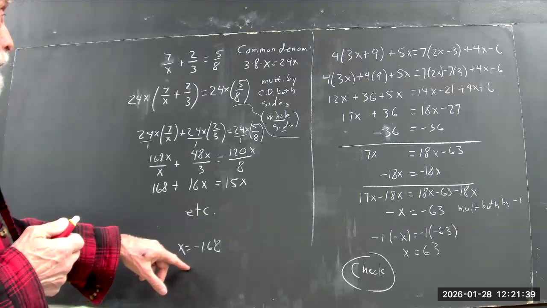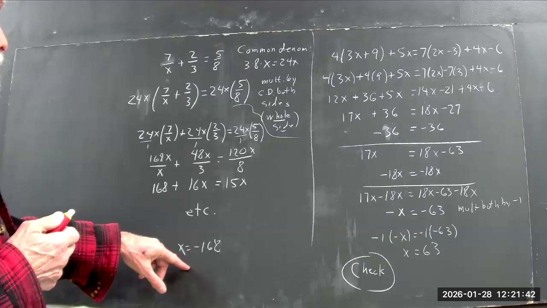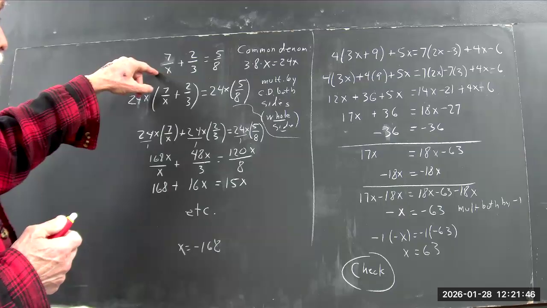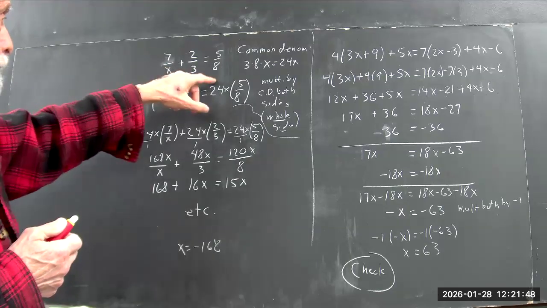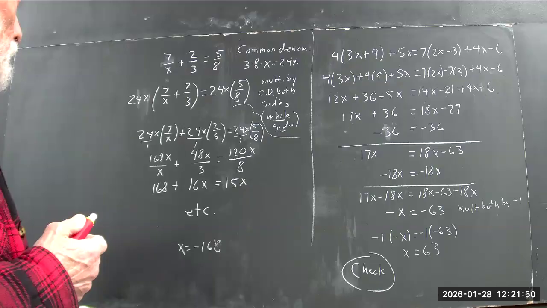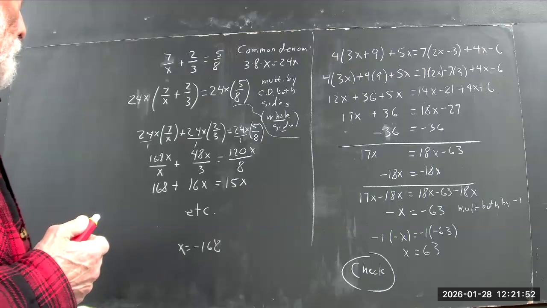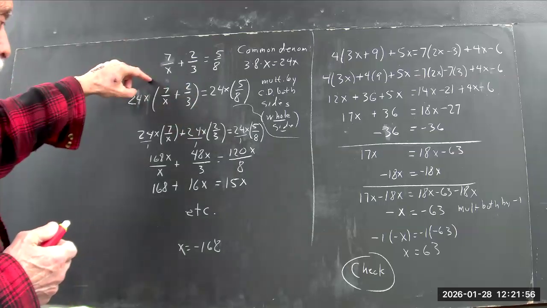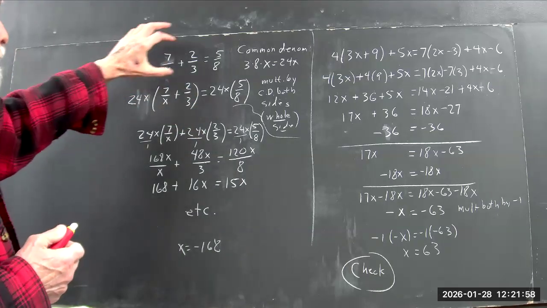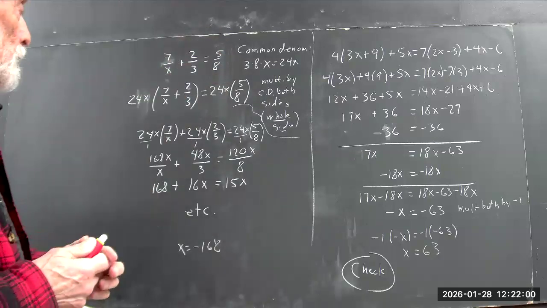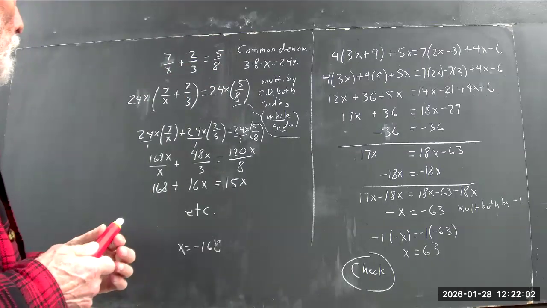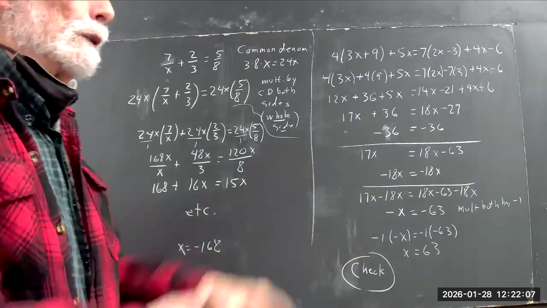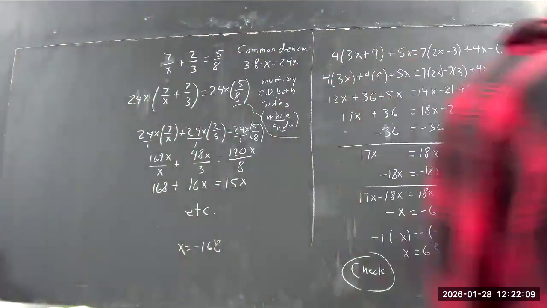So if I have negative 168 here, 7 over negative 168 added to 2/3 equals 5/8. That doesn't check. Because, no, wait, 2/3 is a little bigger than 5/8. 7 over x is going to be kind of small. So we're going to have something a little less than 2/3, and 5/8 is a little less than 2/3. So I think it probably does check, but you can check that, and I recommend that you do.